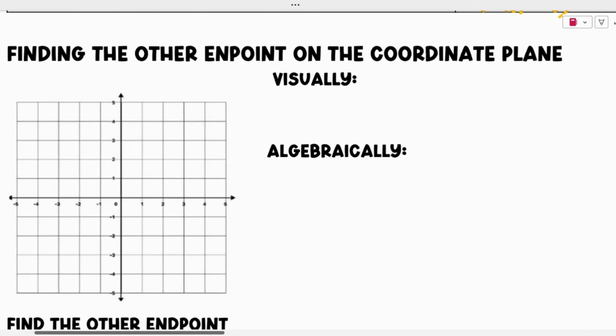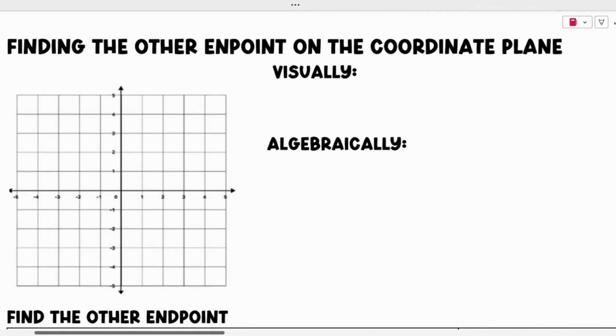In this video, we're going to talk about finding the other endpoint on the coordinate plane if you're given one endpoint and the midpoint. So if you don't know how to do a midpoint formula, make sure you go back and watch the video prior to this so you can understand how to find the midpoint on the coordinate plane. Now, visually, we can do this on the coordinate plane.